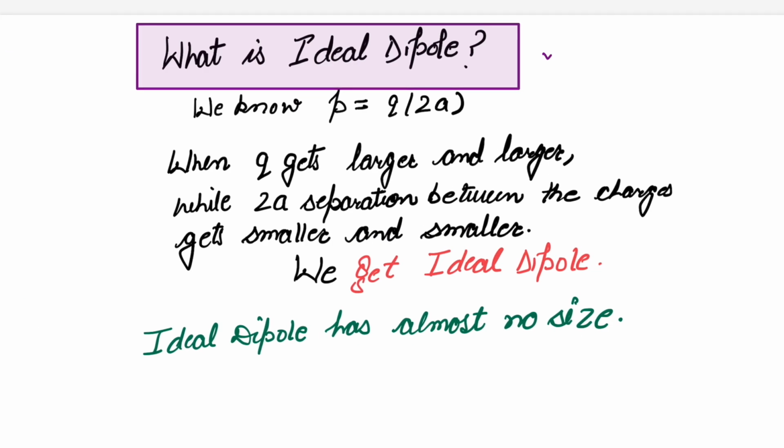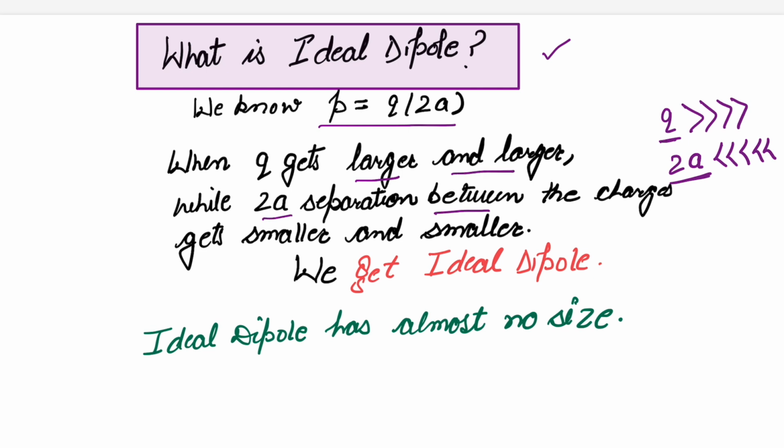Next, what is an ideal dipole? It is one of the questions asked during the board exams in previous years. We know that the dipole moment is given as P is equal to q into 2a. If the charge q gets extremely large and the separation between the charges becomes very small, at that situation, as q gets larger and larger and the separation gets smaller and smaller, our arrangement shifts into an ideal dipole. An ideal dipole has almost no size.